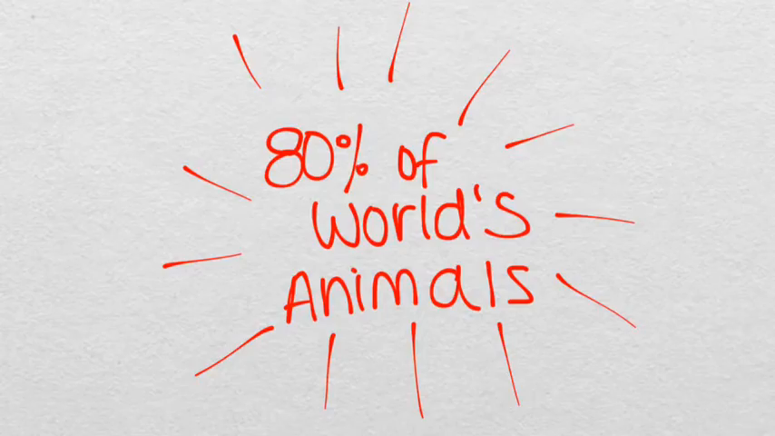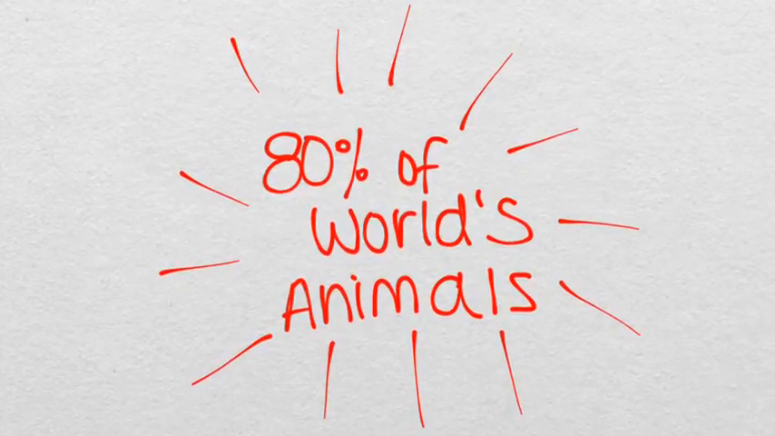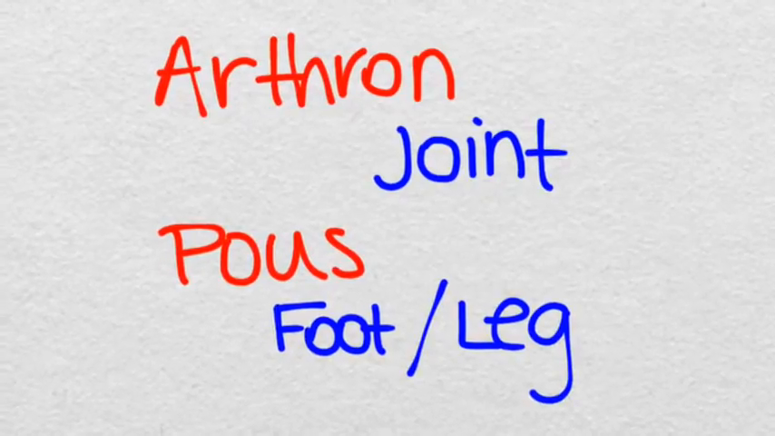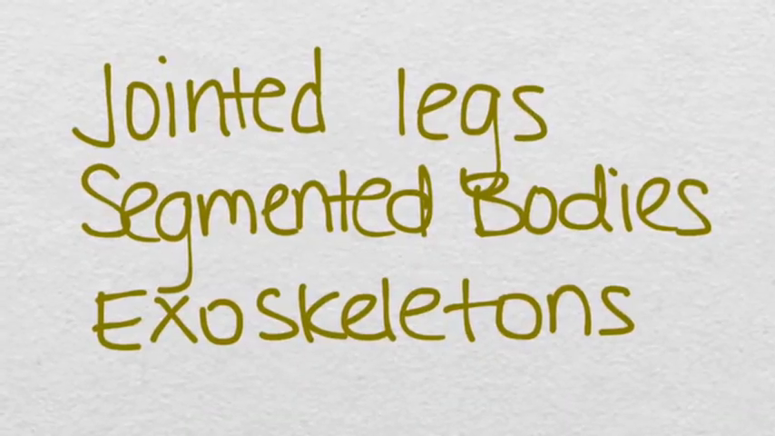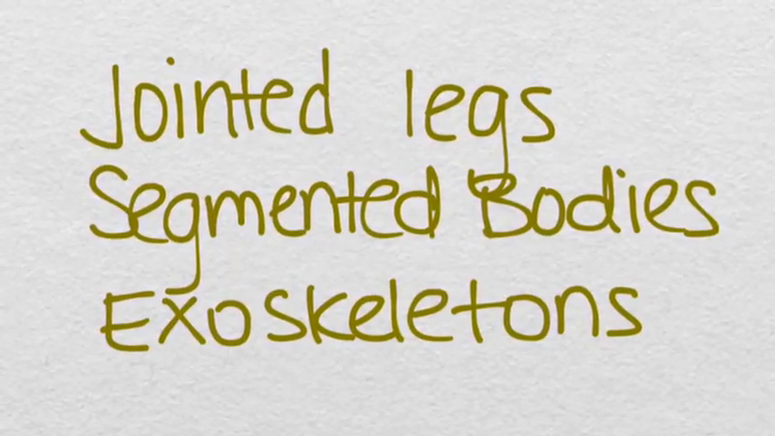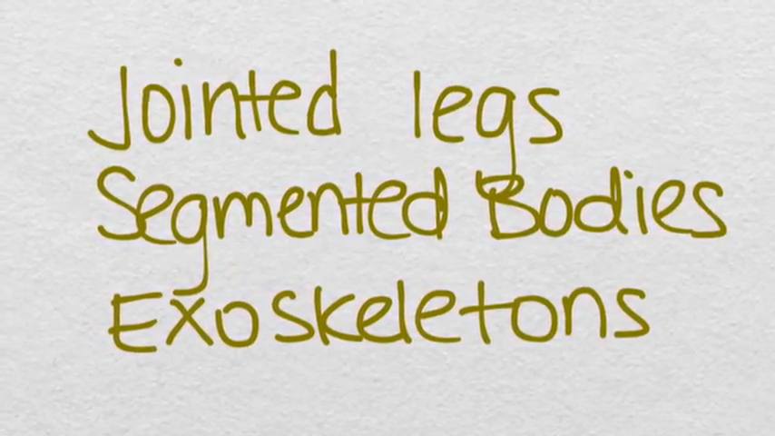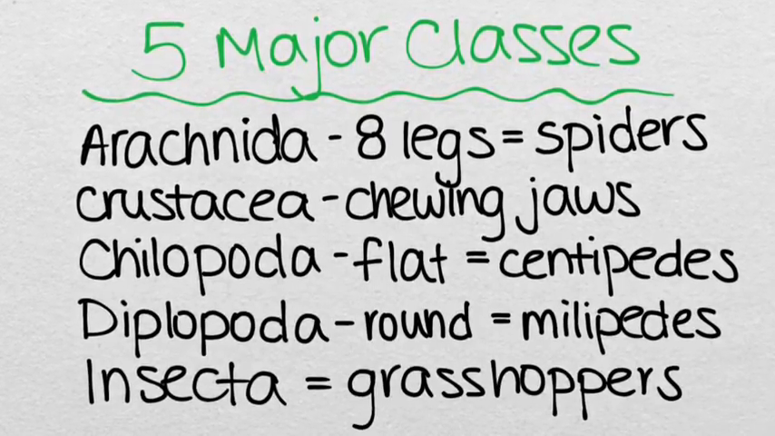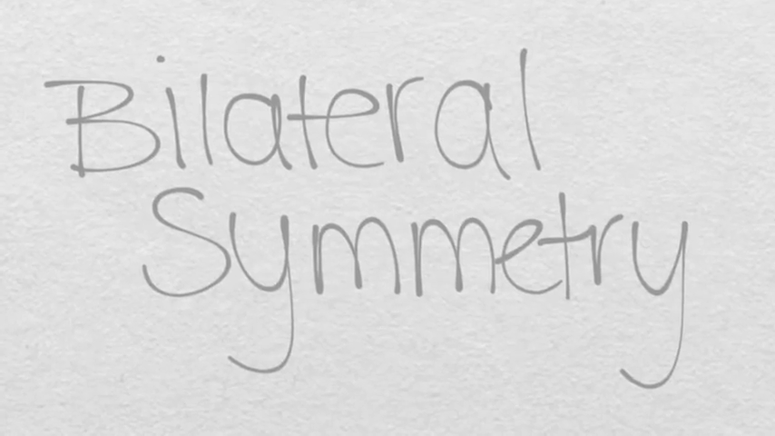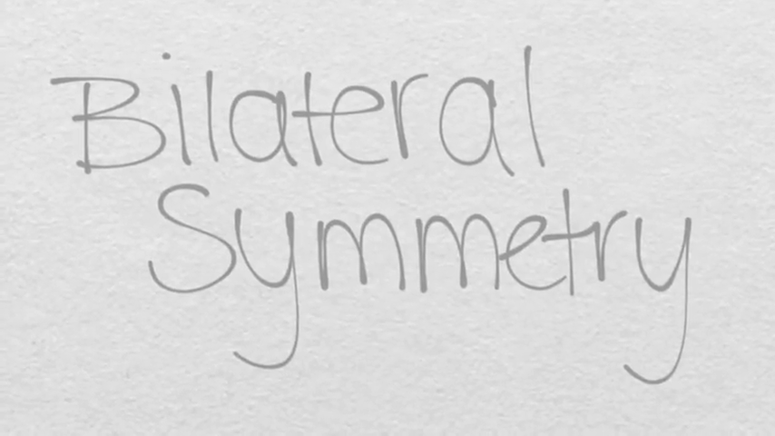Arthropoda is 80% of the world's animals. It comes from the words arthron, meaning joint, and pous, meaning leg. Features include jointed legs, segmented bodies, and exoskeletons. There are 5 major classes. All organisms in this phylum have bilateral symmetry.